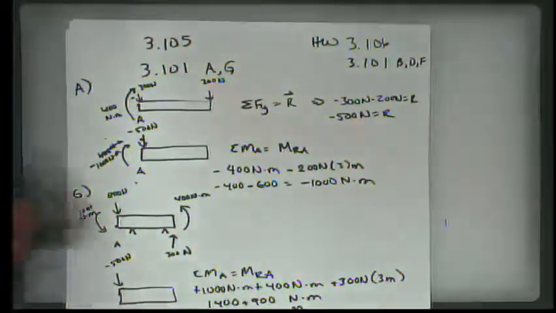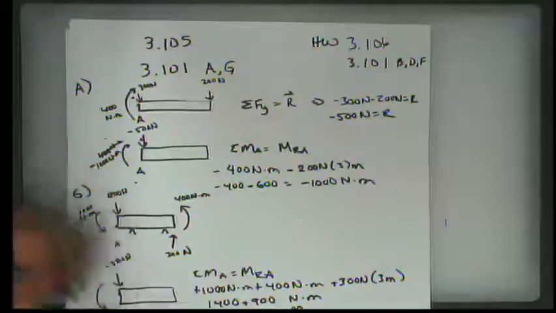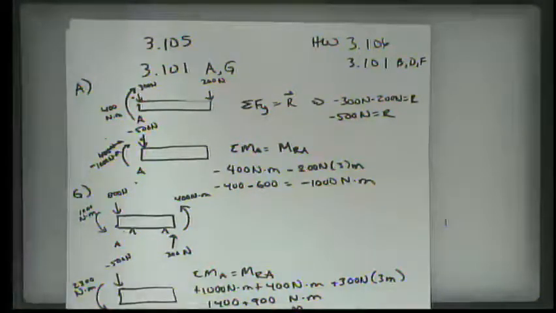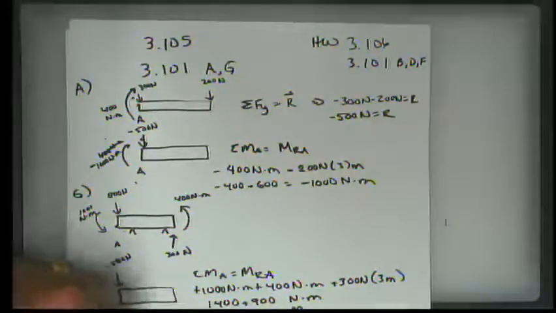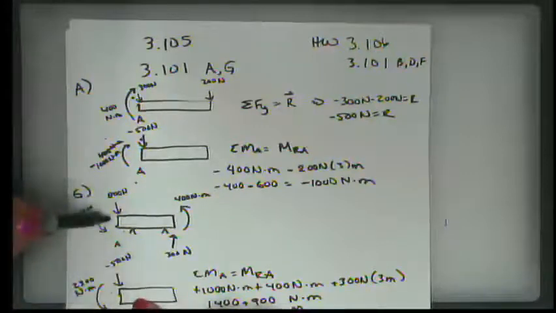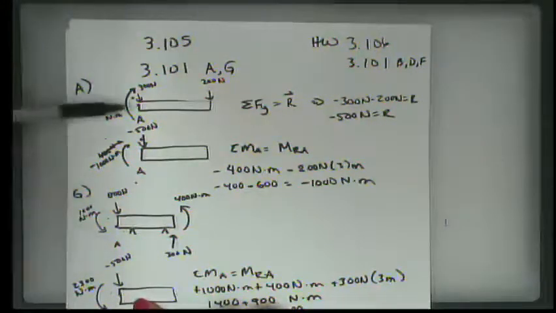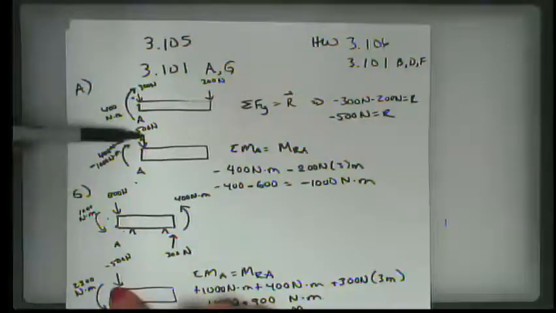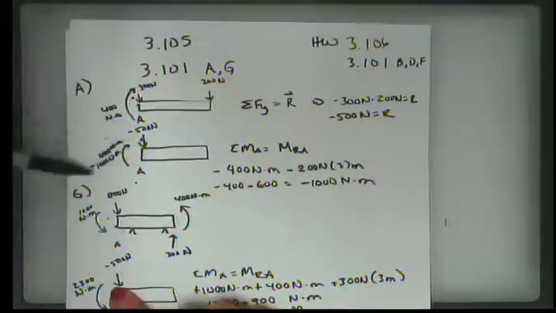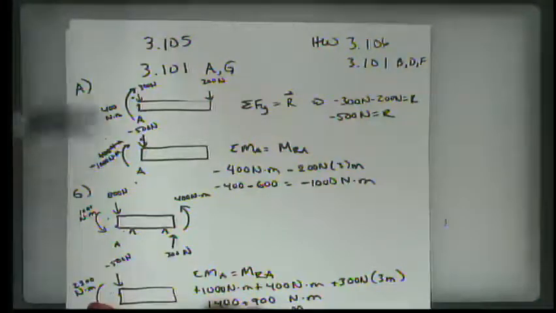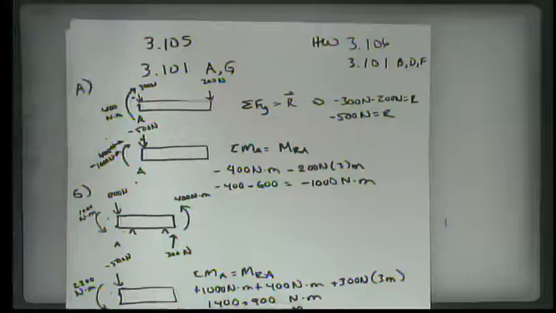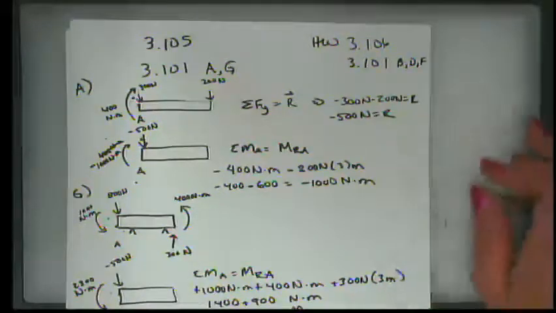So that means that the equivalent moment is going to be 2,300 Newton meters counterclockwise here at point A, and this system is equivalent to this system. Now, if you look here to my original problem, the force part of the system is equivalent, but the moment part of the system is not. So A and G are not equivalent.